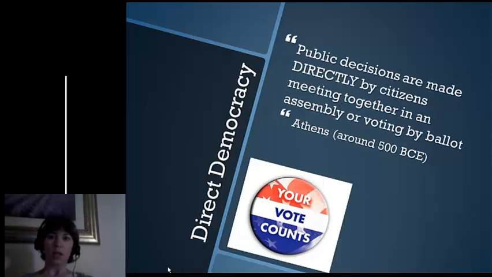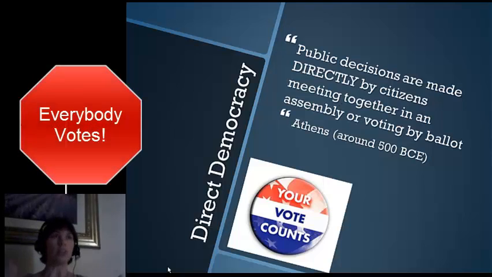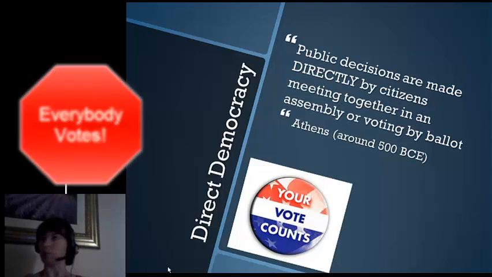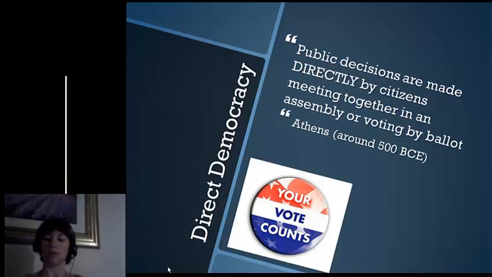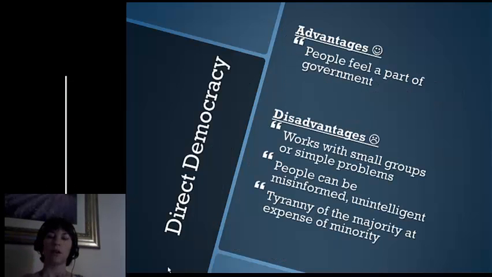Direct democracy means directly that. Everybody votes. This starts in Athens, Athens gets the credit for this, around 500 before the current era of democracy. Good things about it, people get involved. They become part of the government, they feel like they have a say, and they feel like they have influence, and they do. As long as it's a small group. And that's kind of the biggest disadvantage.